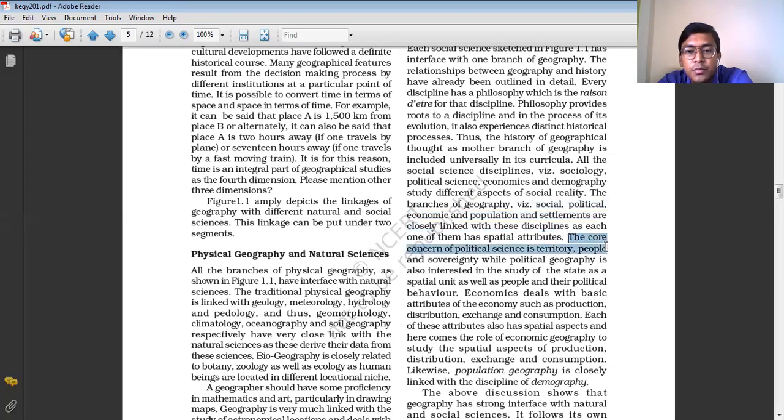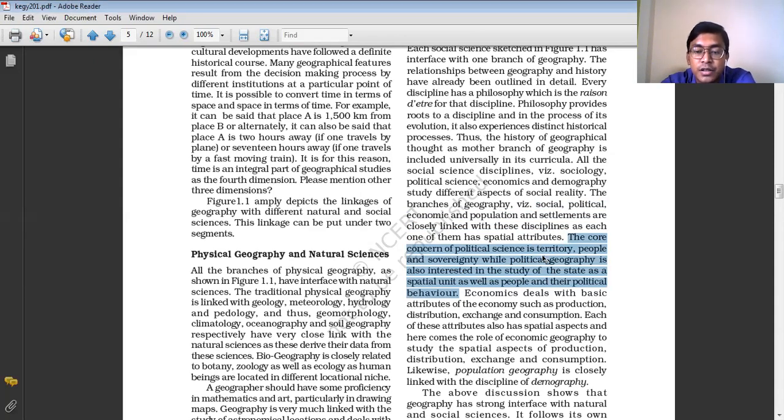The core concern of political science is territory, people, and sovereignty, while political geography is also interested in the state, or in the study of the state as a spatial unit, as well as people and their political behavior. So the main subject matter of political science is to study the territory, the people, the sovereignty, democracy, and all. In the same way, political geography also tries to study the state, the state as a spatial unit, the country. We try to study the country, the people of the country, and the political conditions of the country.